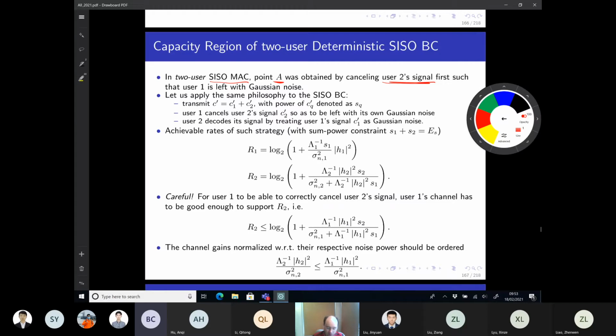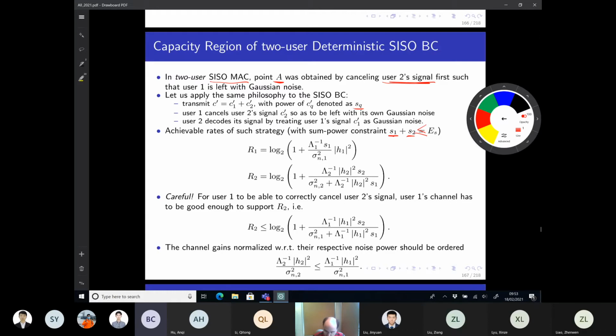Right. So now I transmit a signal C prime, that is C1 prime plus C2 prime, with a certain power for C prime that I denote as S. So the power S has to always be smaller than the maximum power that is available. The power S1 and the power S2 have to always be smaller than the maximum power that is available, that is E_S, right? Good, and let's do the same thing as here.